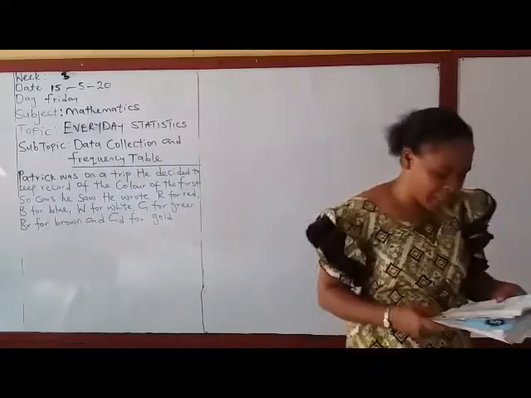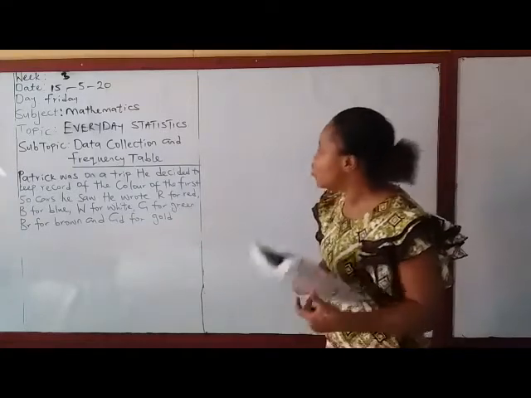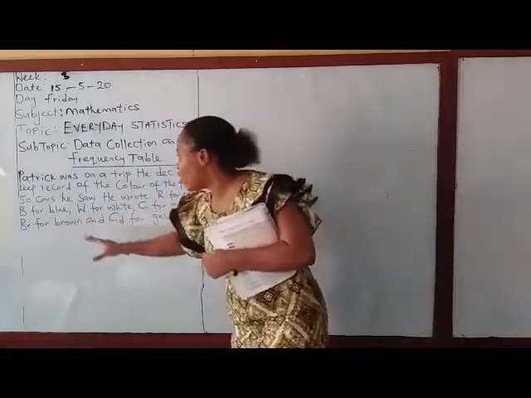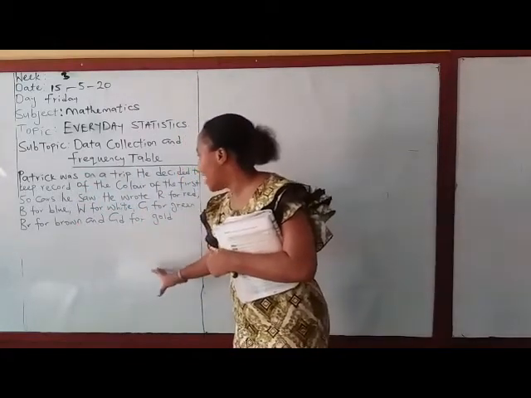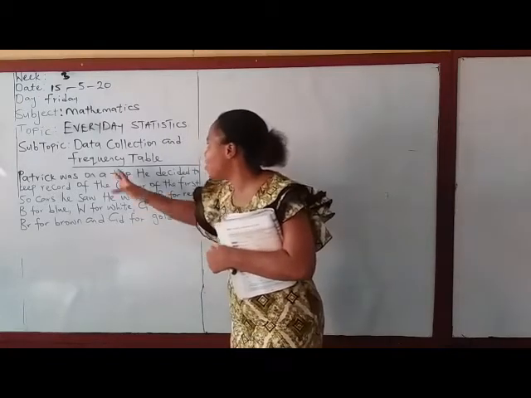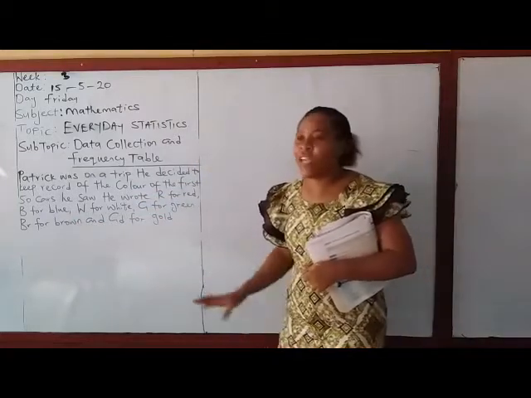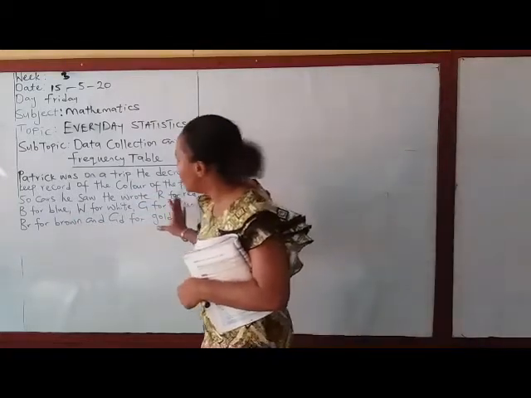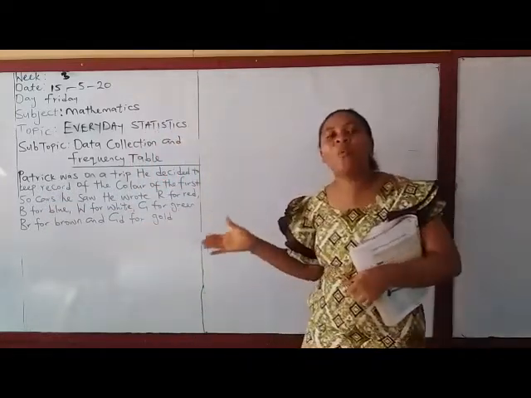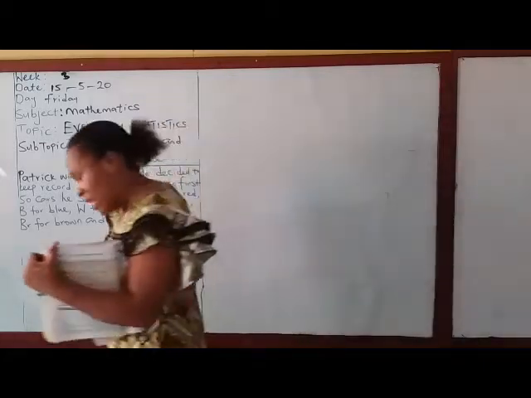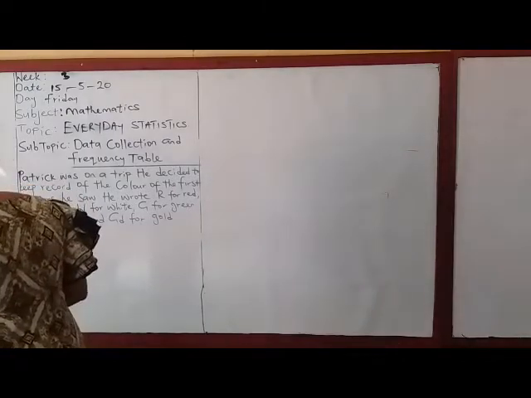Now, this data Patrick collected can be organized in a tabular form called a frequency table. So we have explained what data collection is, and all these things we wrote here: blue car, red car, white car, gold car. It is called what? Data collection. Now, this is not arranged properly. So if Patrick decides to arrange this in a proper manner, we will now say that he is using a frequency table. So let me show you what a frequency table is like using this data collected.